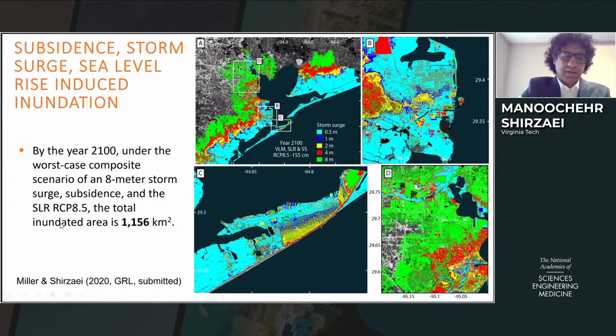I note that we don't distinguish between inundation and flooding. Inundation is the permanent flooding, while the flooding itself is temporary. The storm usually causes flooding, and under certain conditions that would result in permanent inundation. I just did not make the distinction here, but please pay attention to that factor. So we estimated under this worst case scenario, something like 1,200 square kilometers will be inundated by 2100.